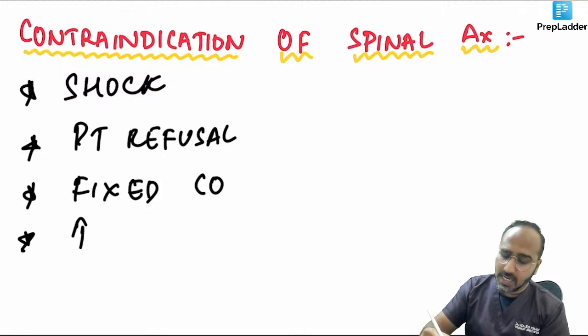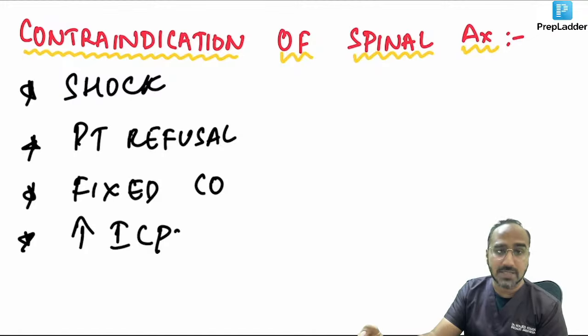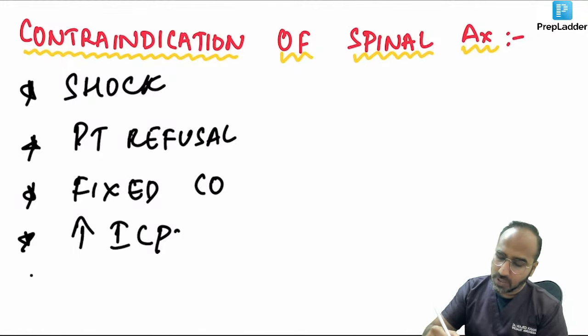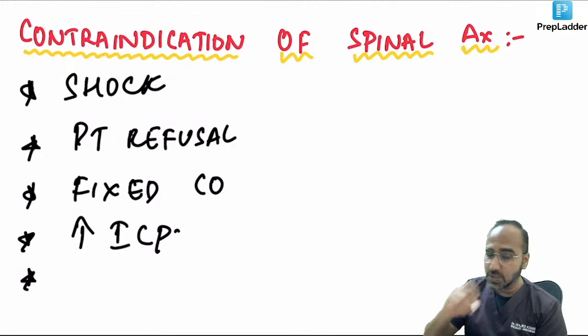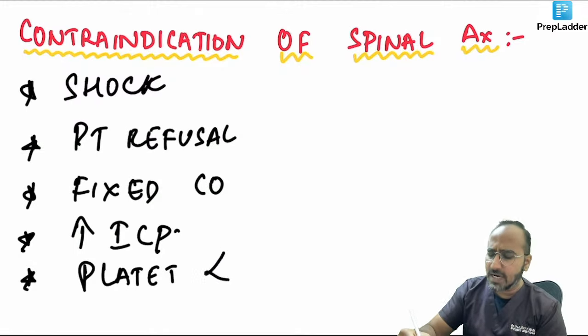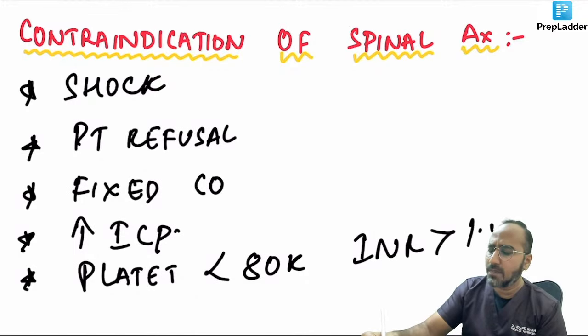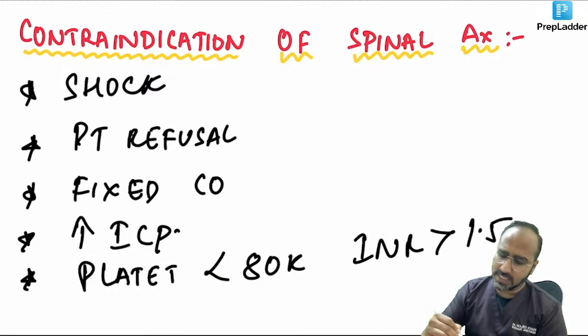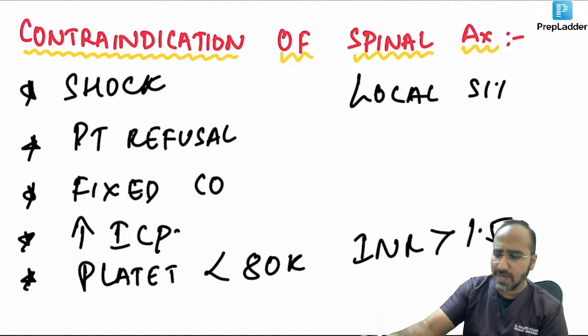Spinal is also contraindicated in raised intracranial pressure. If the patient's intracranial pressure is raised, you cannot give spinal anesthesia. Spinal is also contraindicated if the patient has a bleeding disorder. Bleeding disorders or coagulopathies, meaning what? Theoretically, if the platelet count is less than 80,000 or the INR value is more than 1.5, don't go for spinal anesthesia. Or if there is any local site infection, don't go for spinal anesthesia.